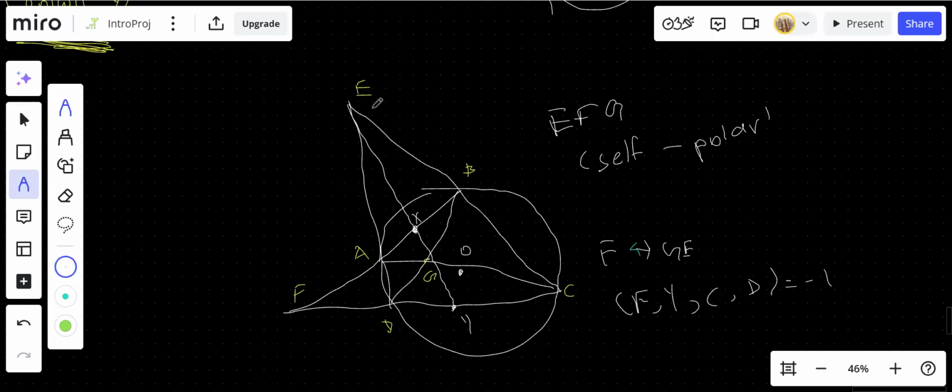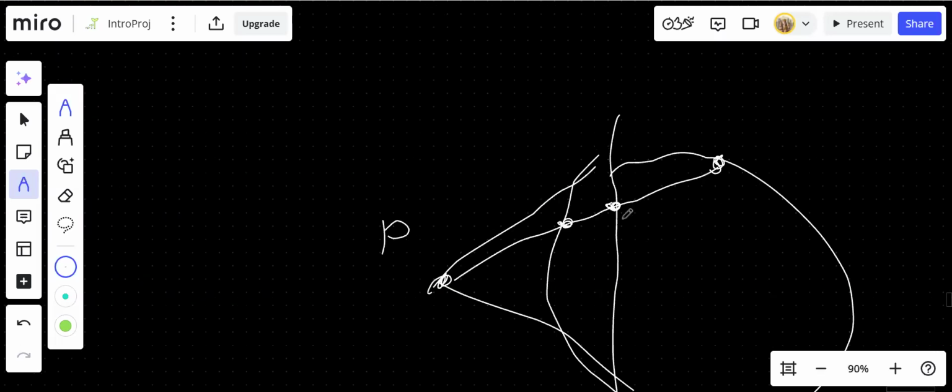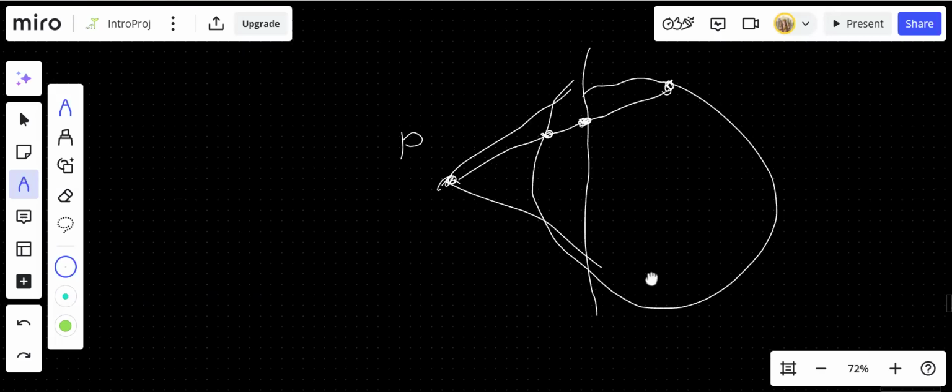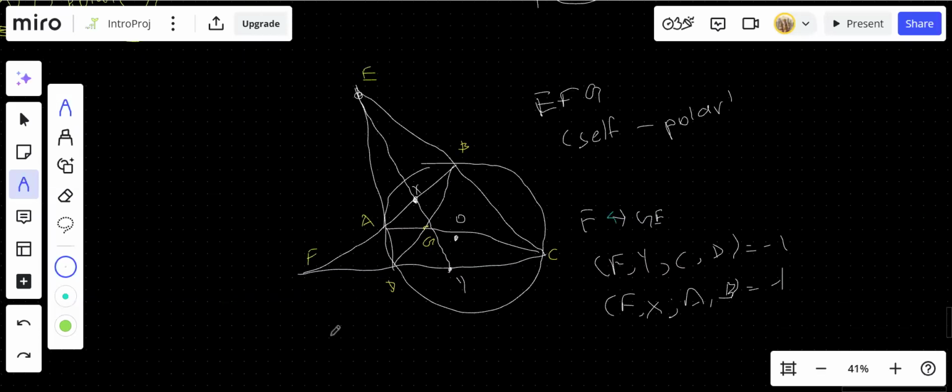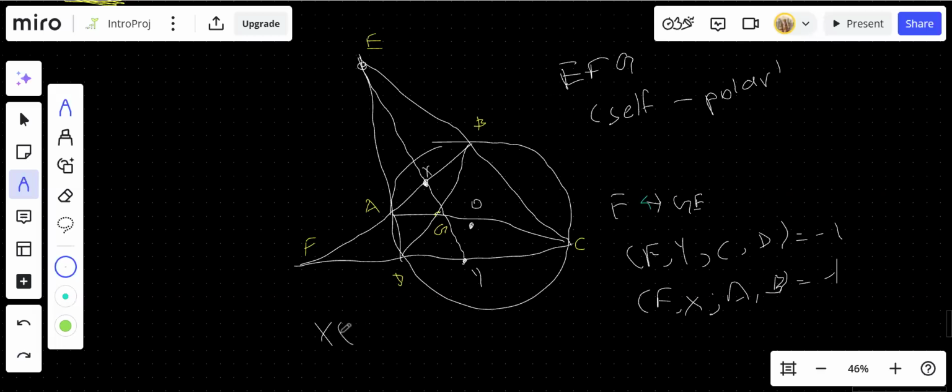Similarly, when we project through E, or just use Ceva's laws, D goes to A, Y goes to X, C goes to B, and F stays at F. So we also have (F, X; A, B) equal to -1. By this, we know that any point such that this thing holds lies on the polar. So X lies on the polar of F.